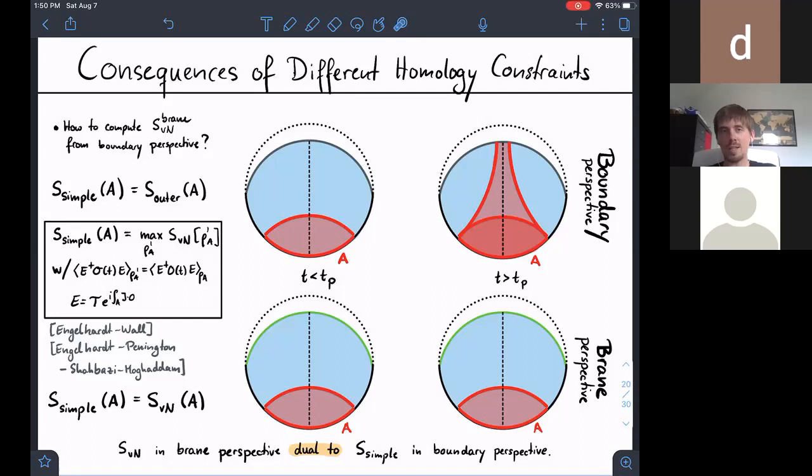I won't tell you exactly what it is, but for the purpose of this talk, it suffices to know that this is a sort of coarse-grained entropy. What is happening here is I want to find a quantum state with maximal entropy under certain constraints, and the constraints are such that this quantum state needs to correctly reproduce certain one-point functions in the presence of certain sources. So again, we find a duality between the von Neumann entropy in the brane perspective and the simple entropy, a coarse-grained entropy, in the boundary perspective.